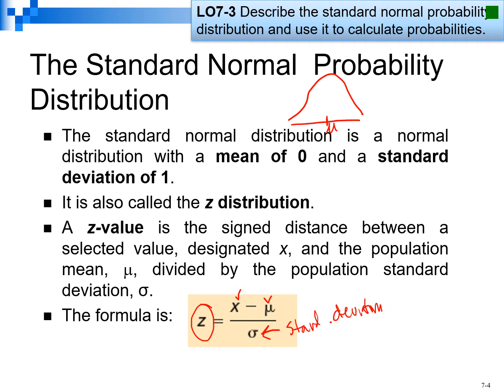Once we do this calculation, this z-value is what we're going to use to look up in the probability tables to calculate the area or probability under the curve. So get used to it. We're going to be talking about what's called the z-value.